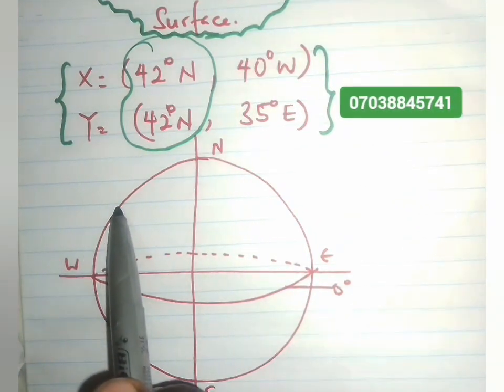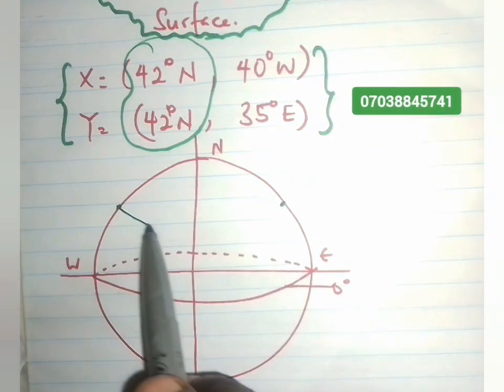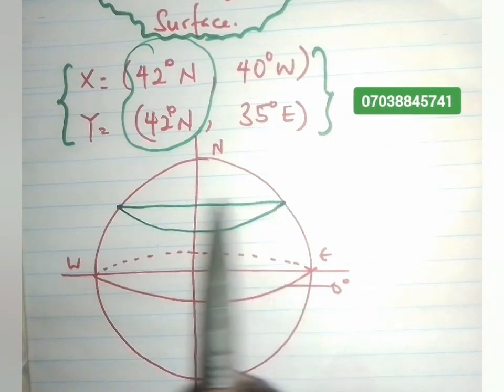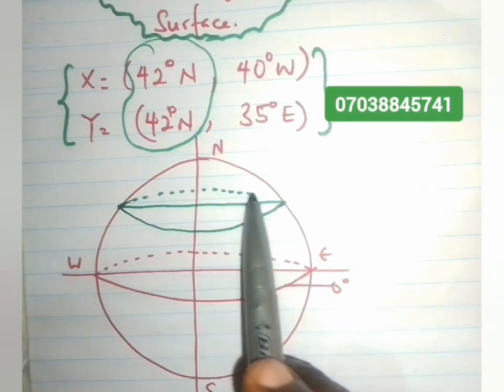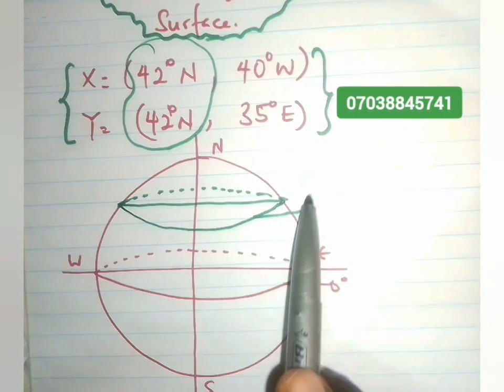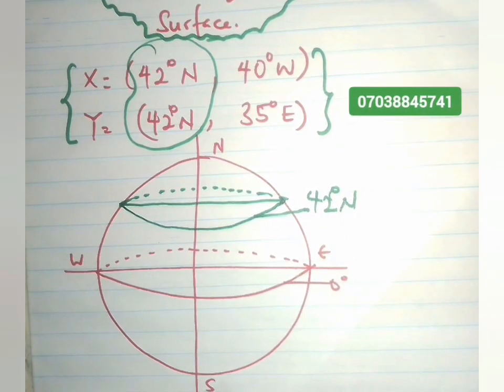So just pick a point here. Pick another point here. Then take this shape. This is how all latitudes look like. You join the middle. Then you dot this part here. Then you label this part as 42 degrees north. So that is the latitude for that.